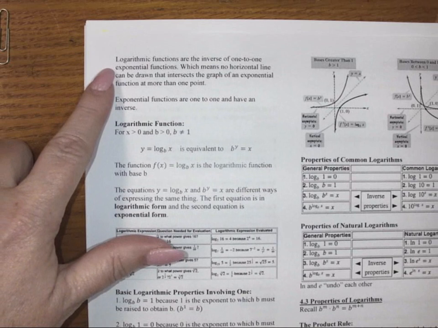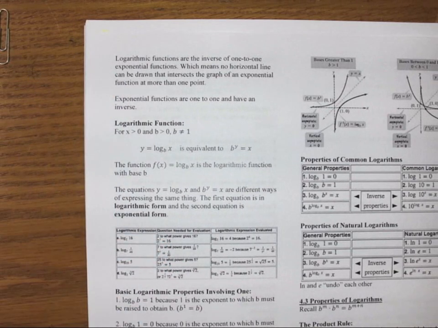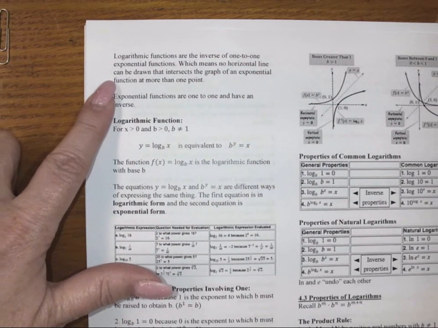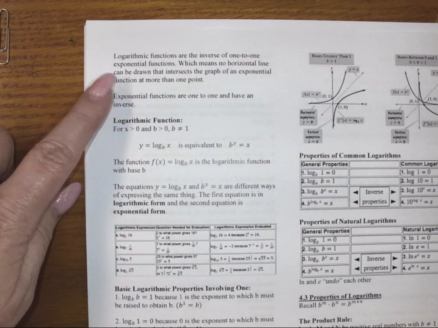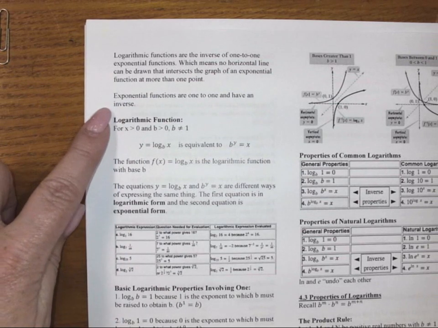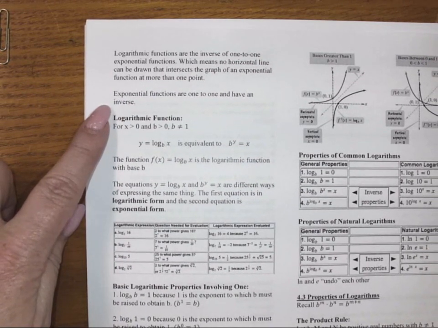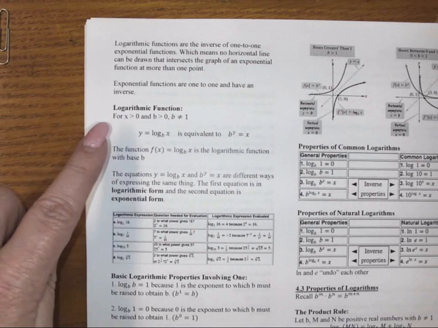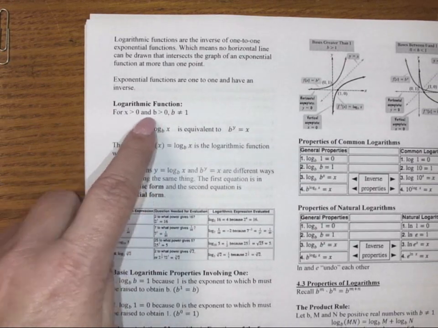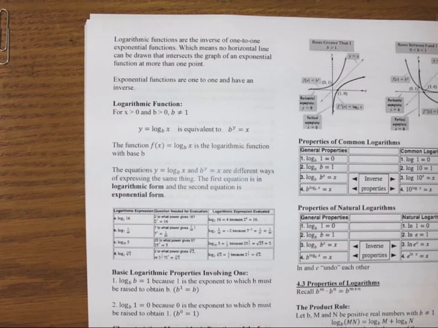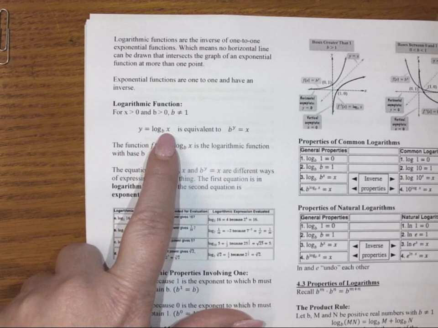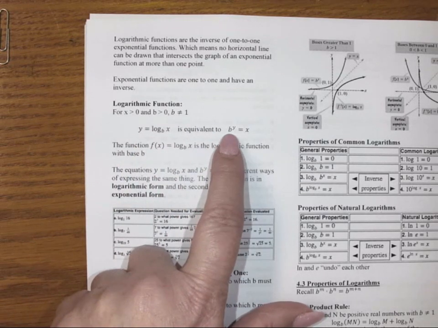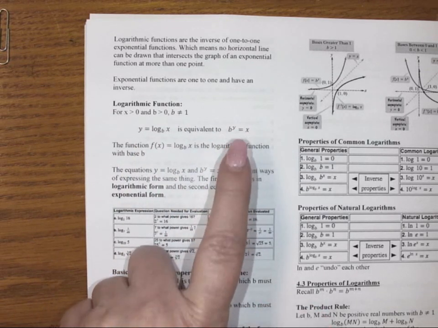Logarithmic functions are the inverse of one-to-one exponential functions, which means no horizontal line can be drawn that intersects the graph of an exponential function at more than one point. So exponential functions are one-to-one and have an inverse. Logarithmic functions: for x greater than 0 and b greater than 0, where b does not equal 1, we have y equals log base b of x is equivalent to b to the y equals x.